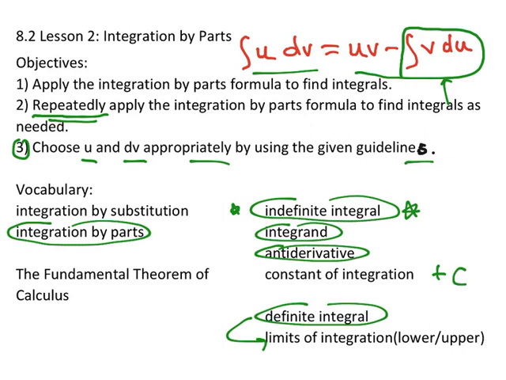Now we'd like to take a look at an example in which we're going to repeatedly apply the integration by parts formula to find integrals as needed. So we begin this problem and we look at the integrand, and there is no obvious u substitution that would help us. So now we think the integrand is a product, so perhaps we can try integration by parts.